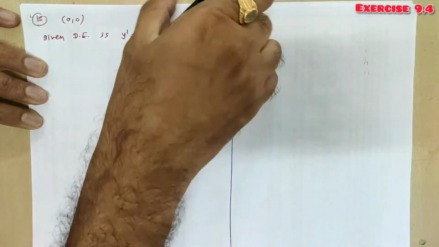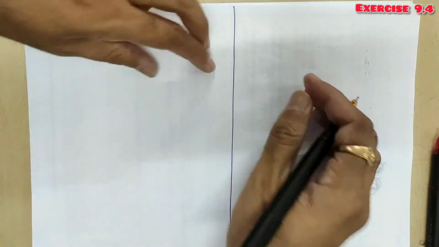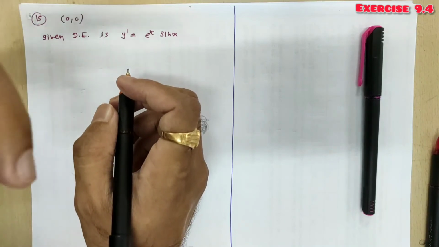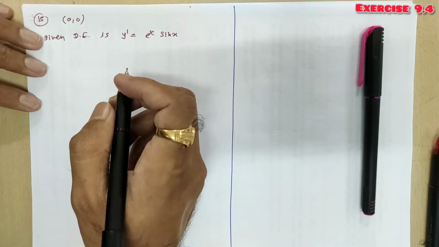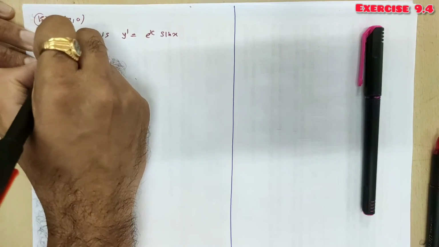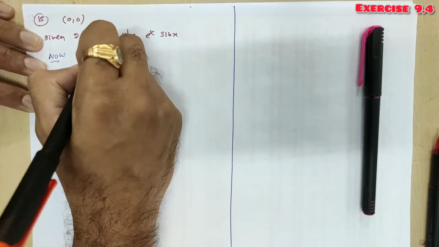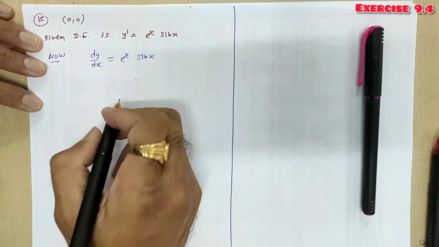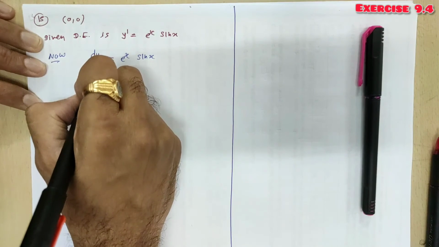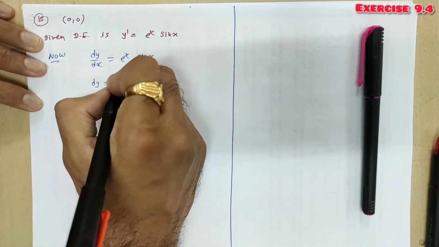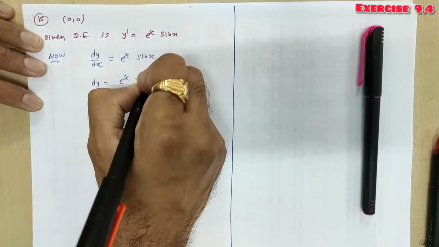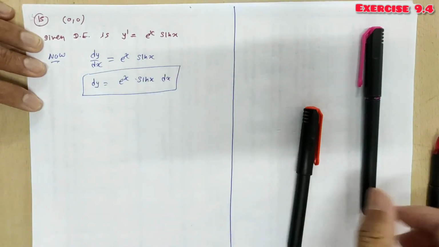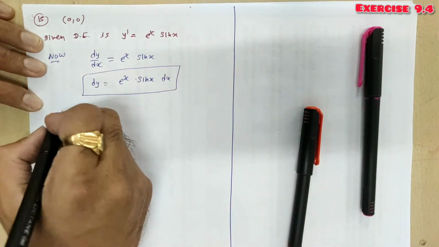Same method. So again, the given differential equation is this one. First we'll find the general solution. Then using this condition, we'll find the particular solution. So now, y dash is nothing but dy by dx equal to e raised to x sin x. Variable separation, very easy. dy equal to, taking dx on the right hand side, e raised to x sin x into dx. Now variable separation is over. Now we have to integrate on both sides.